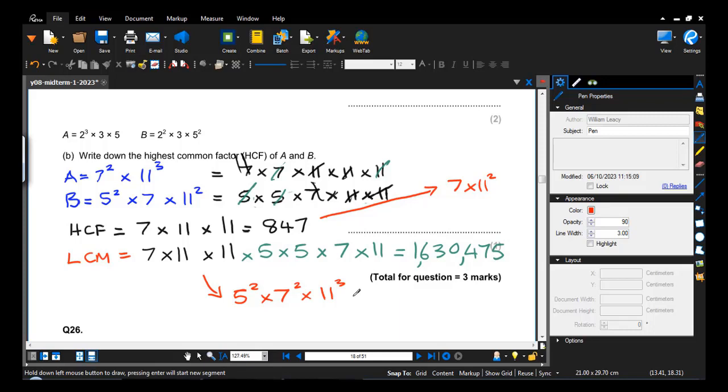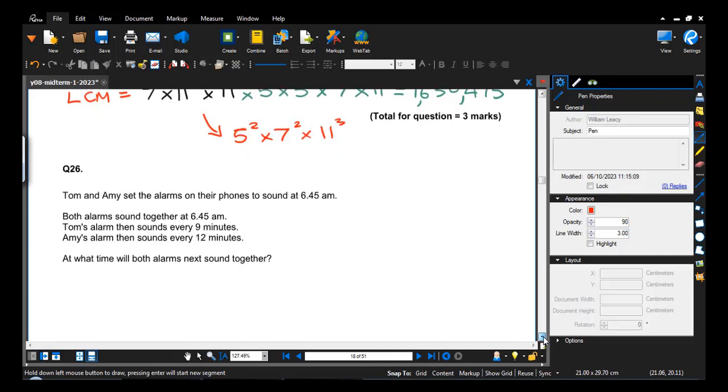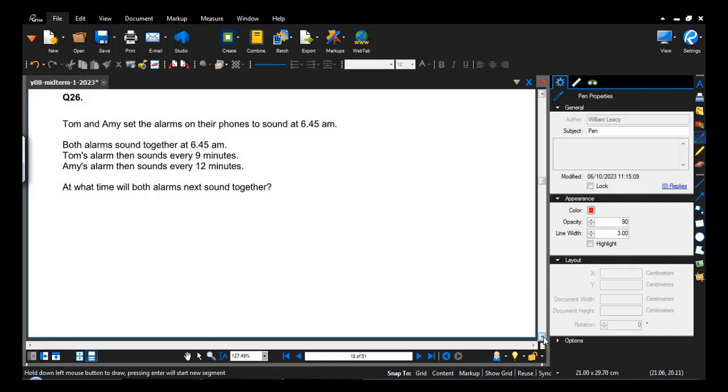Now, this can get tricky when you get into 3 numbers where we have to get the HCF and LCM. But so that's why I'd recommend this top line. Actually, when they do 3 numbers, I'd recommend you use Venn diagrams. Okay, if you see a worded question like this, both Tom and Amy have alarms. When do the next sound together? Straight away, this is LCM.